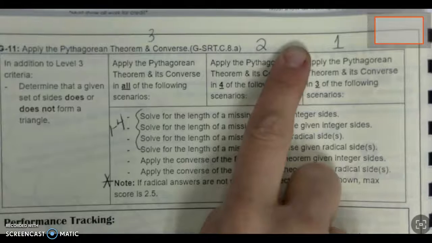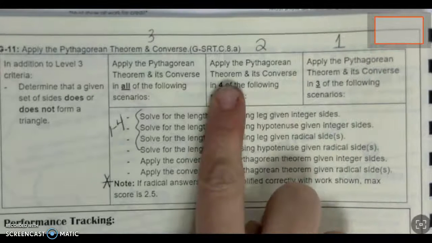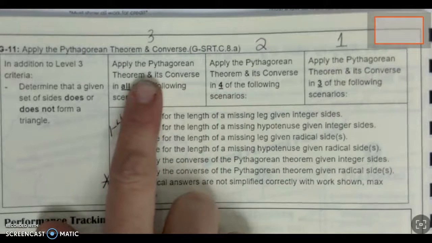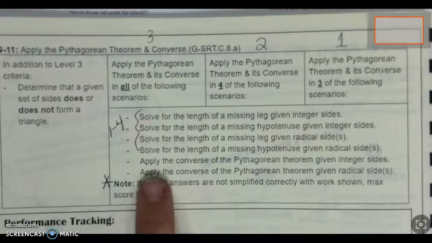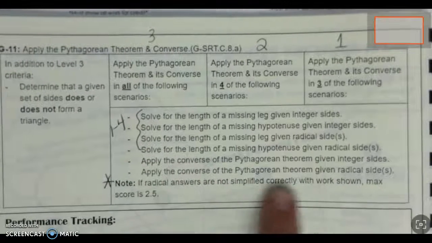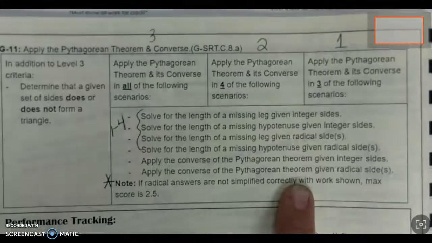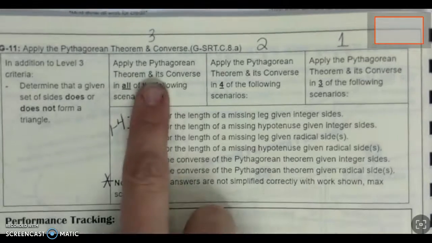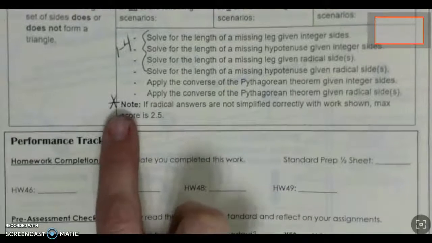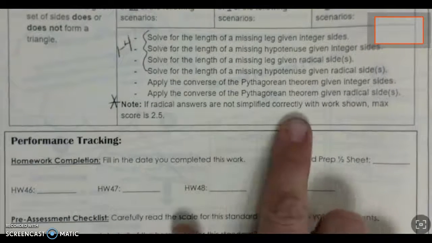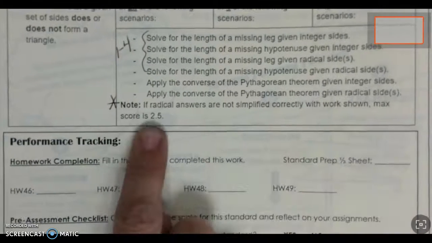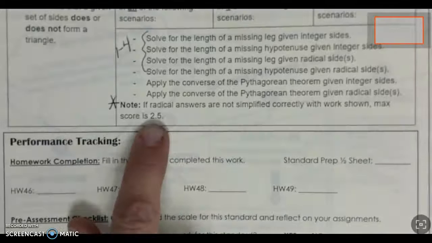What if I make a mistake? What if I don't simplify my radical properly? It's okay. You can still get a 2. To get a 3, you have to then add on to that your converse Pythagorean theorem, which means you're telling me if it's acute, right, or obtuse. Okay, that's for a 3. However, it says right down here at the bottom, if radical answers are not simplified with work shown, the max score is 2.5, period. So you have to be able to simplify that radical and show work.